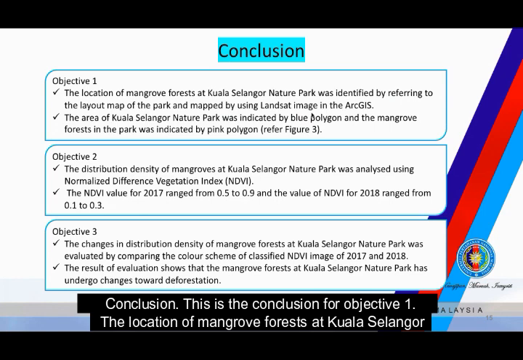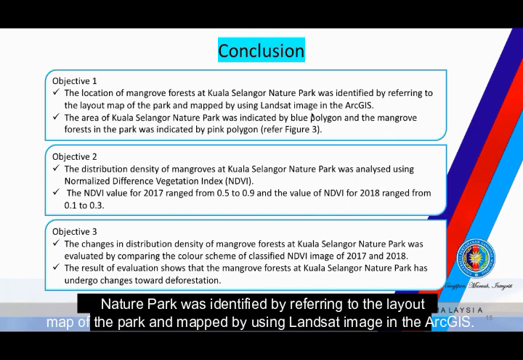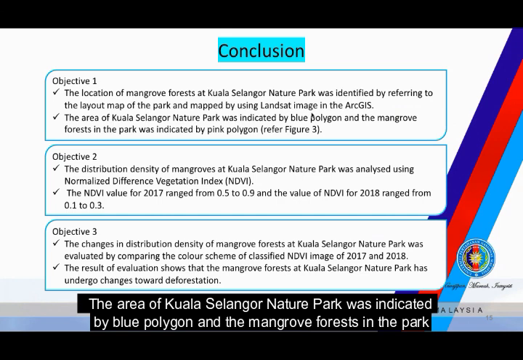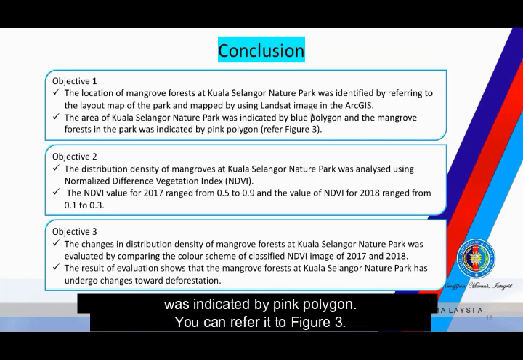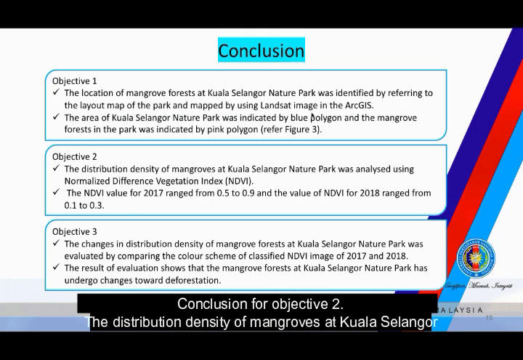Conclusion. This is the conclusion for objective 1. The location of mangrove forest at Kuala Selangor Nature Park was identified by referring to the layout map of the park and mapped by using Landsat image in the ArcGIS. The area of Kuala Selangor Nature Park was indicated by blue polygon and the mangrove forest in the park was indicated by pink polygon. You can refer to figure 3.